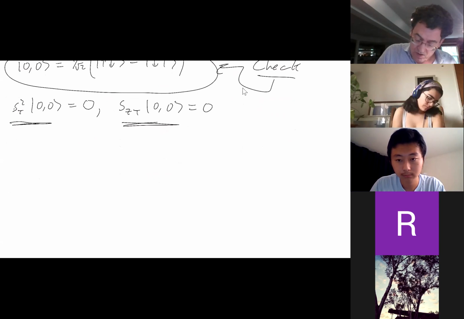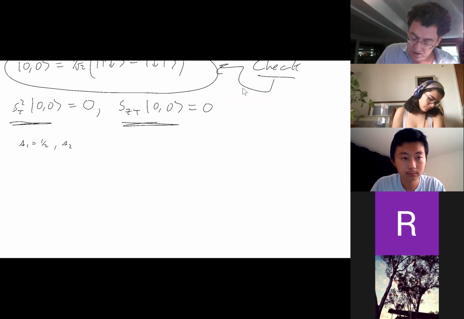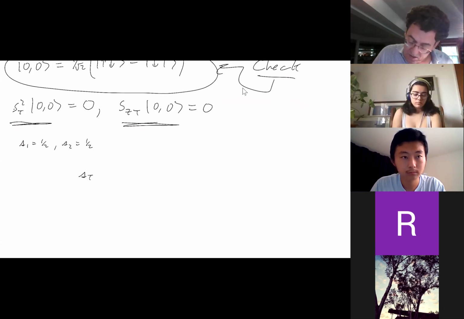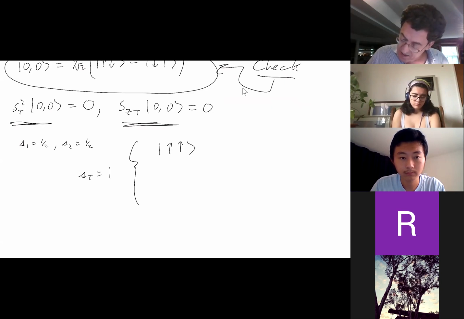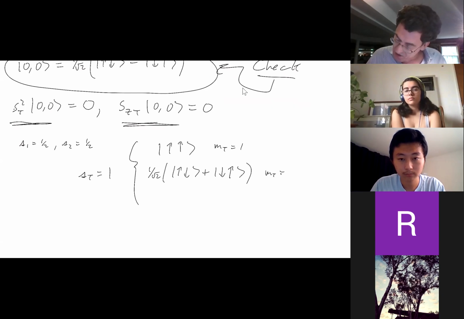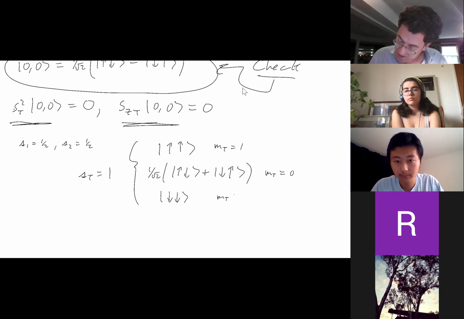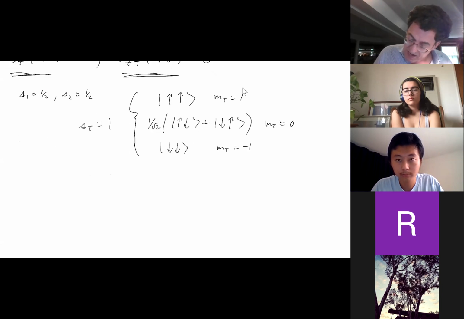We took 2 spin 1/2 particles, and we created an S total equals 1 manifold, which was up, up as m total equals 1, and then we have 1 over square root of 2, up, down, plus, down, up, has m total equals 0, and then we have down, down, has m total equals -1.